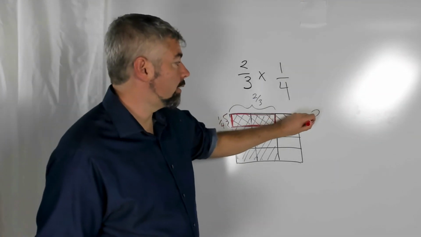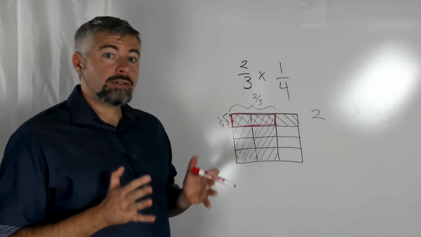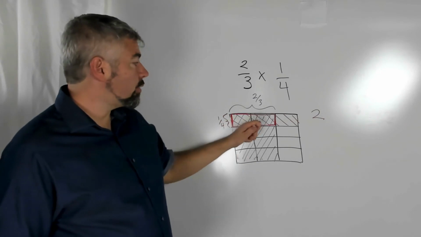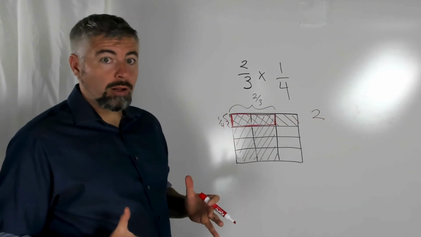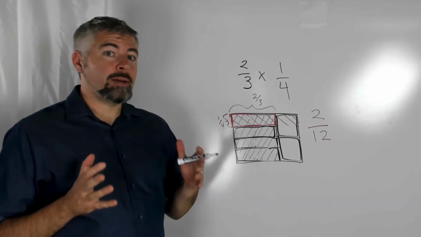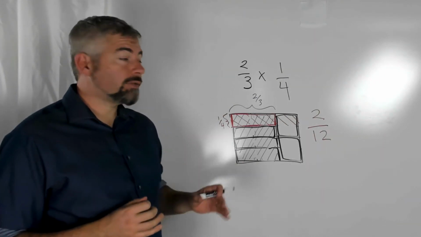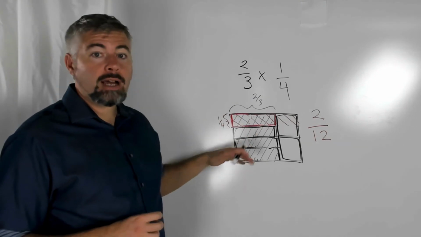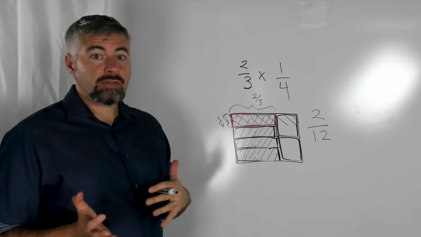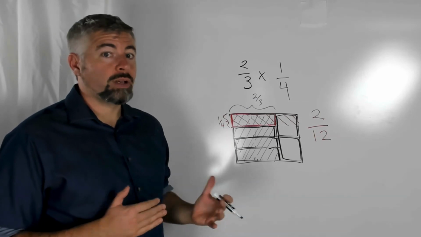So that's my numerator. And to find my denominator, I count the total boxes after I've made all my cuts, which is 12. I can also simplify by pairing all the boxes. So instead of 12 boxes, now I have 6. Instead of 2 colored in, I have 1. So in simplified form, this comes out to 1/6.